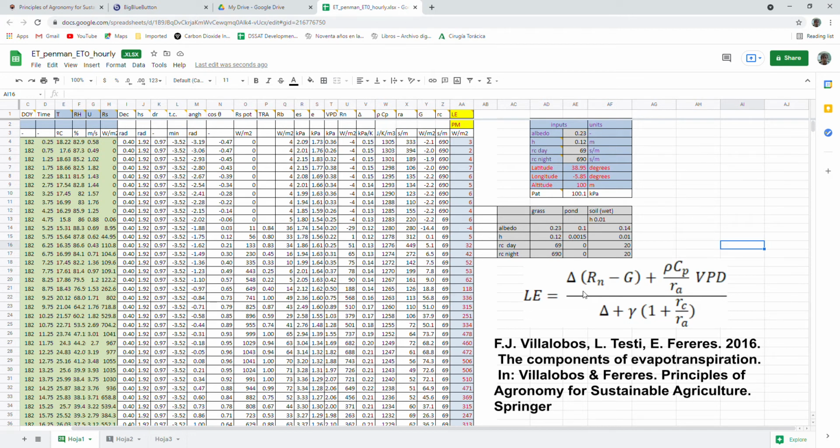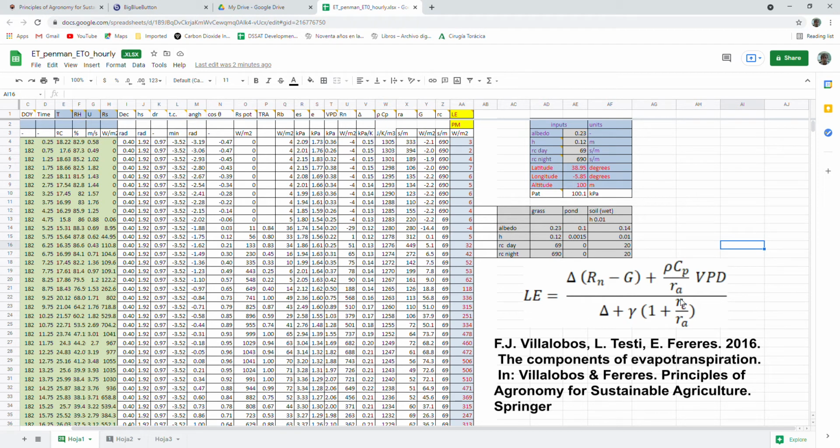Here we have the equation, and the different parameters in the equation are delta, the slope of the saturation vapor pressure curve versus temperature, net radiation, G, which is soil heat flux, rho Cp, which is the heat capacity of air at constant pressure per unit volume, aerodynamic resistance, vapor pressure deficit, and then gamma is the psychrometric constant, and Rc is the canopy resistance.